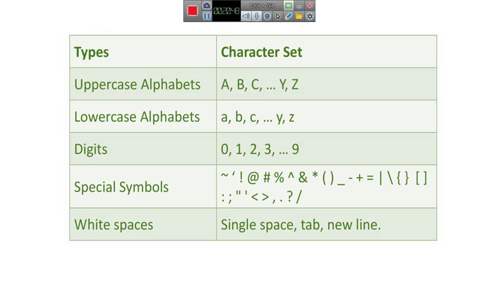By using all these we can make a C program. By using all these we can write the statements in a C program.